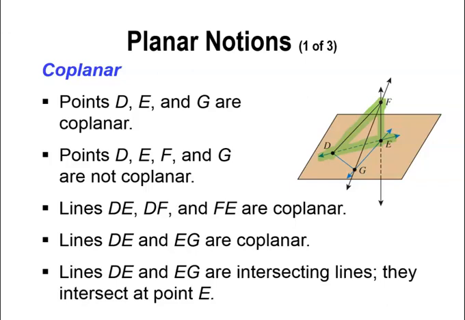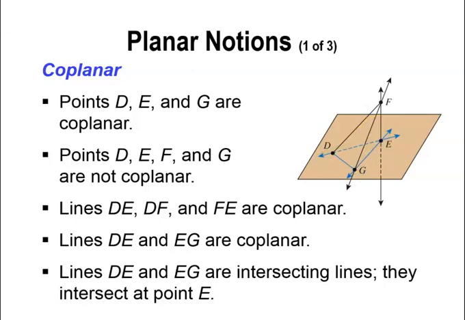Okay, now next, lines DE and EG are also coplanar. So let's take a look at those. Okay, so lines DE and EG. Now they are on that brown plane that's depicted. Okay, I agree with that. Definitely coplanar. And then the last statement, let's see what they're trying to imply here.